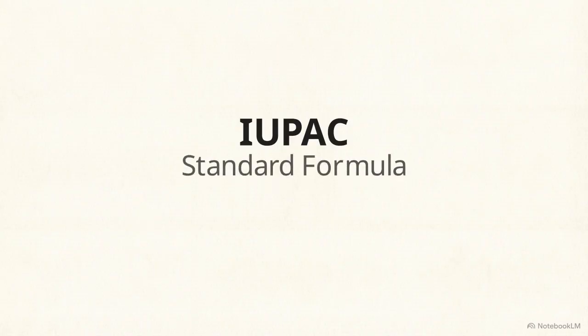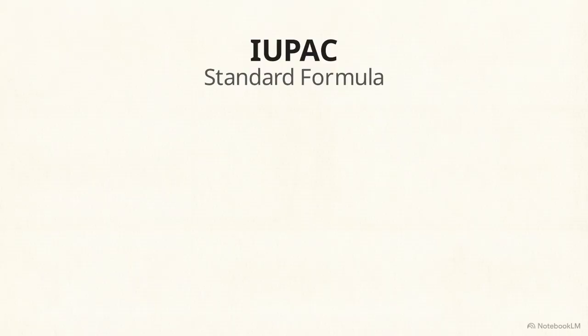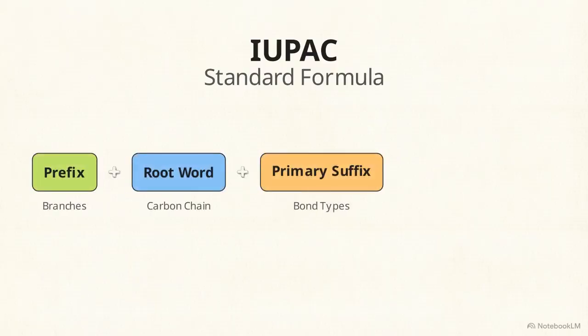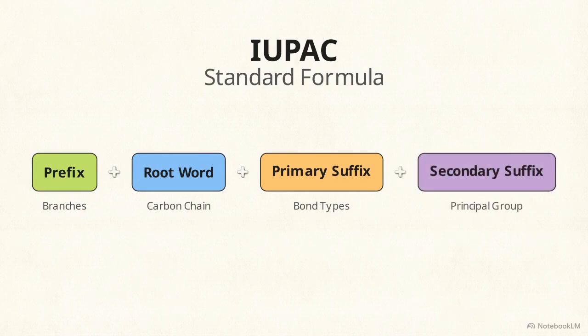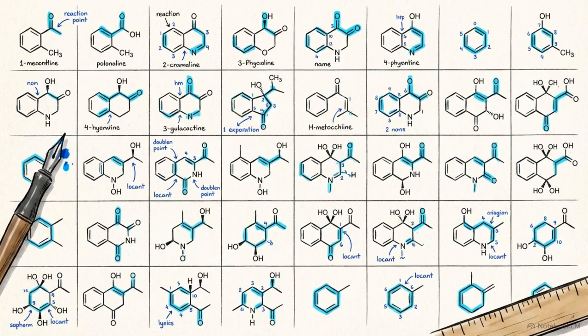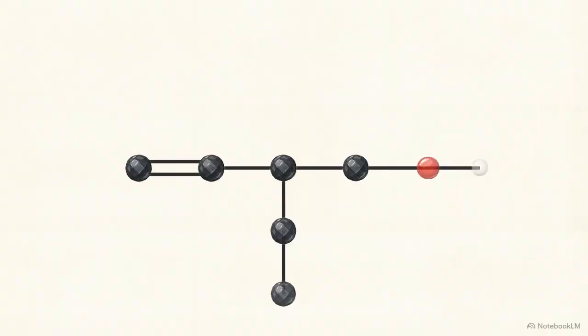In 1919, the International Union of Pure and Applied Chemistry established a standard formula to organize these structural features. Every name is built by combining 4 parts: the prefix, the root word, the primary suffix, and the secondary suffix. Populating this equation provides a universally recognized way to communicate the arrangement of atoms in most common organic compounds. We can see this formula in action by applying it to this specific molecule.